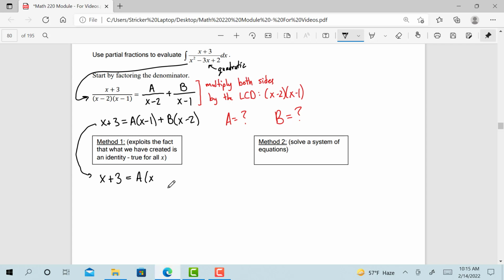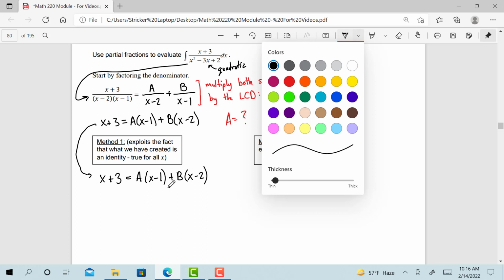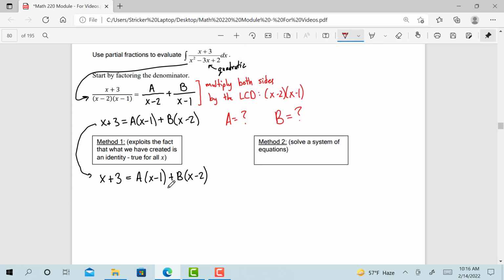So think about real quick, what are some values of x that would be nice to plug into this identity that I just rewrote, that when you plug it in, it makes the equation a whole lot more simple, right? I can think of two right off the bat that are going to drastically simplify this equation. The first one I would think of is x equals 1.